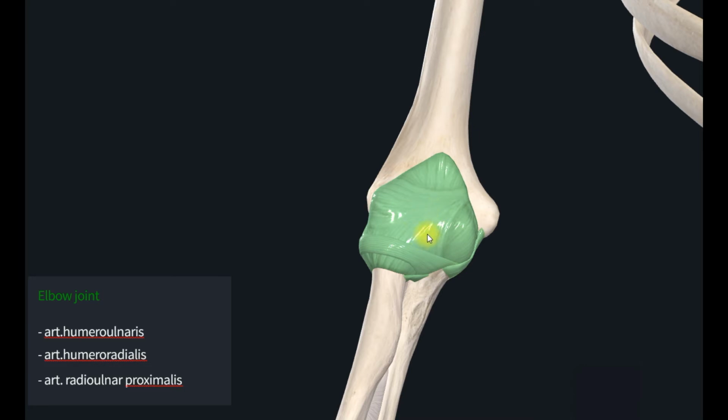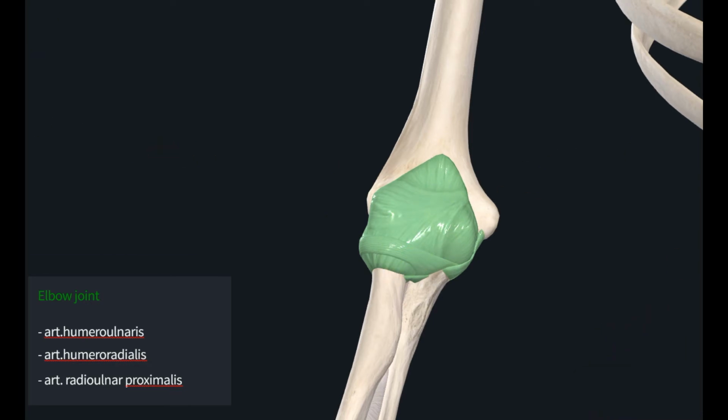The humero-ulnar joint is formed by the articulation of the trochlea of the distal humerus with the large trochlear semilunar notch of the ulna. Its stability is reinforced by the medial and lateral collateral ligaments, and also by the anterior articular capsule in full extension.